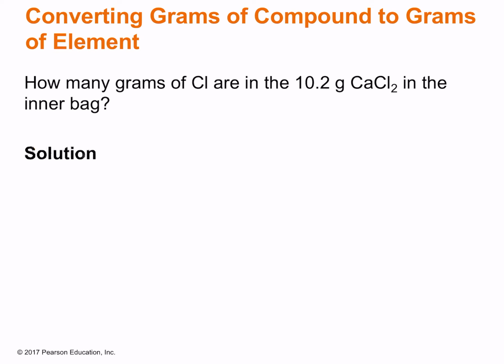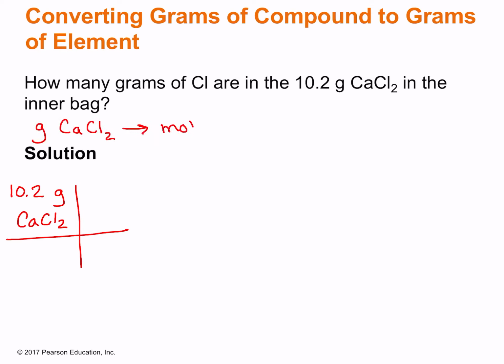So here we go. How many grams of chlorine are in the 10.2 gram calcium chloride bag? So in the beginning of our train track, we will write 10.2 grams of calcium chloride. So the first step, like we said, we need to get from grams of calcium chloride to moles of calcium chloride. And the way that we are going to do that is we're going to use the molar mass.